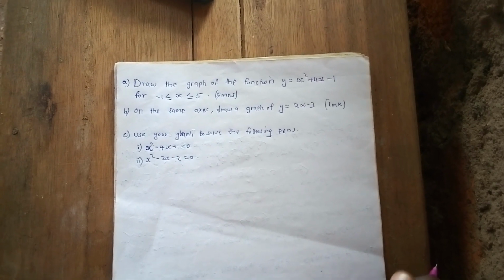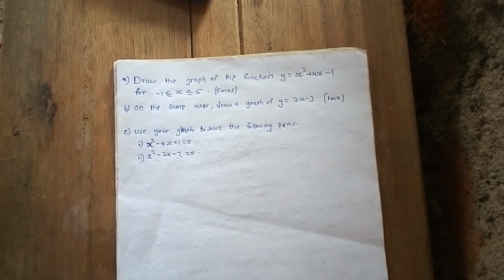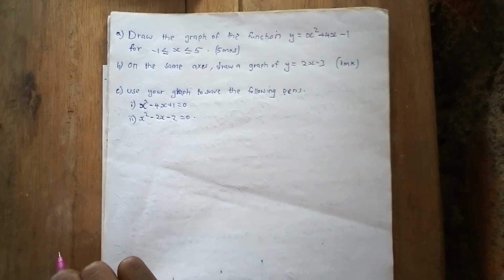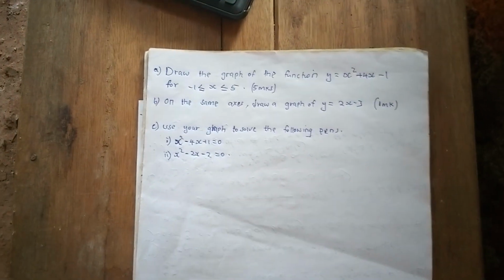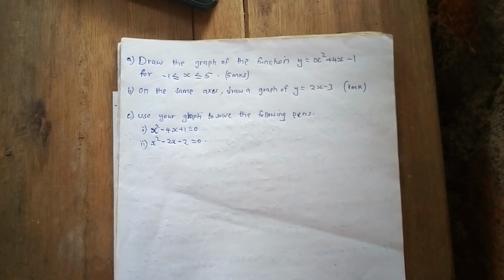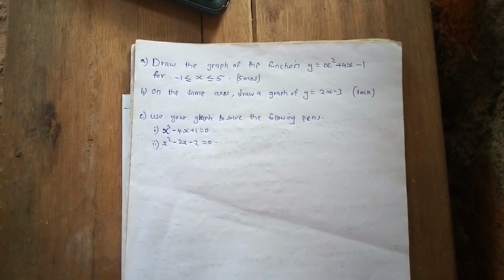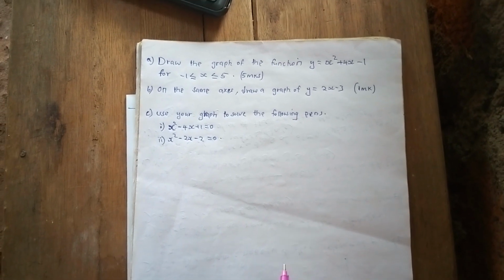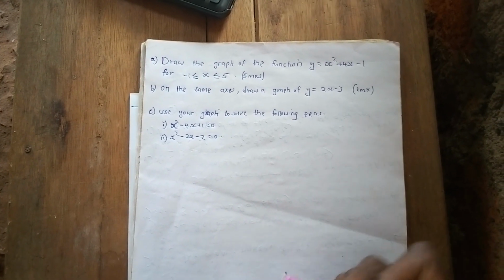And then finally, use your graph to solve the following equations. So we have the first and the second equation. Starting with question 1, I'd like to show you how to come up with the values of x and y using your calculator. Remember, for you to plot the graph of the function y is equal to x squared plus 4x minus 1, you need to have the values of x and y. So I mean the coordinates.